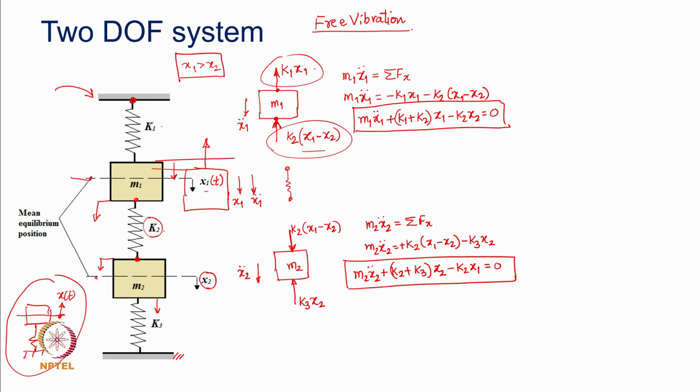So, now because I have 2 degrees of freedom, I have 2 governing equations of motion. These governing equations of motion are second order ordinary differential equations in x1 and x2.